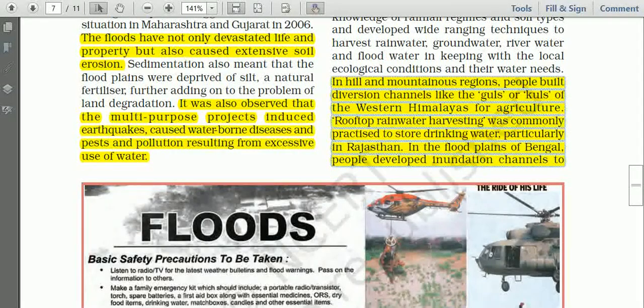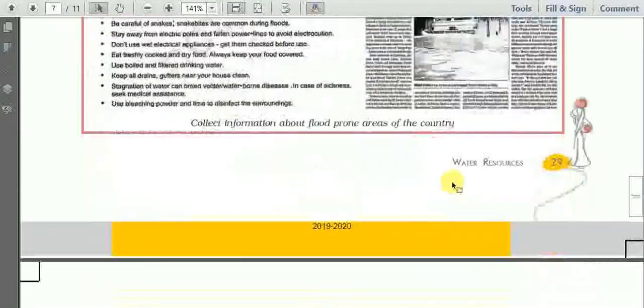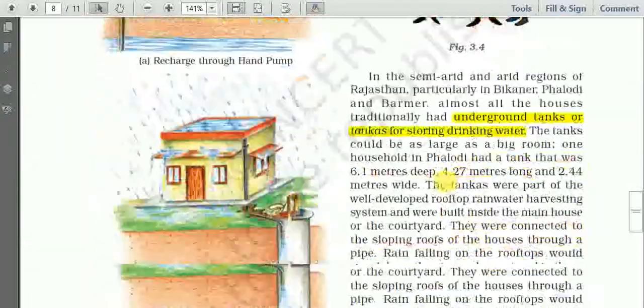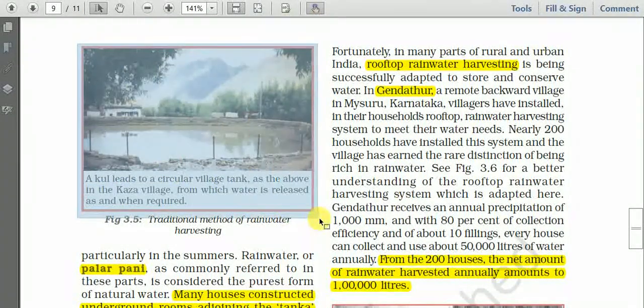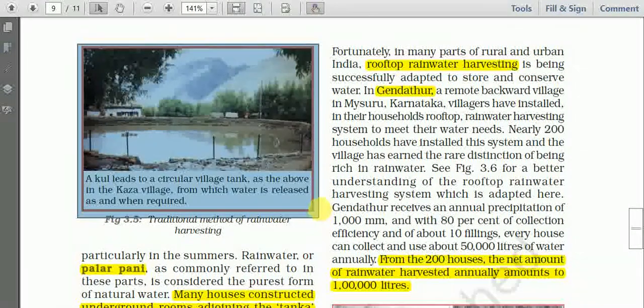Actually, there is one photograph also there, I think in the next page. See this tank: it is filled up with water by this gul or kul, by the diversion channel. By a diversion channel, water is carried and stored in this pond. This is an example.